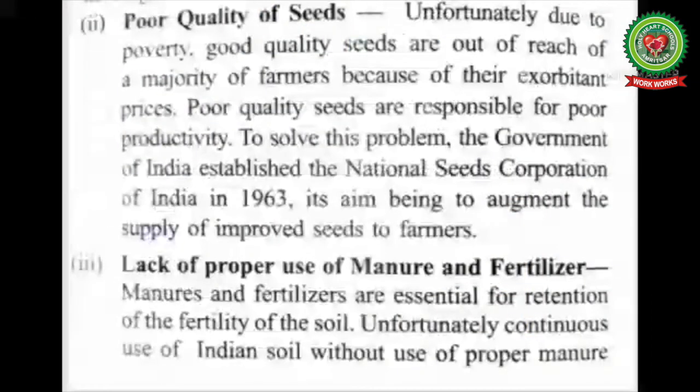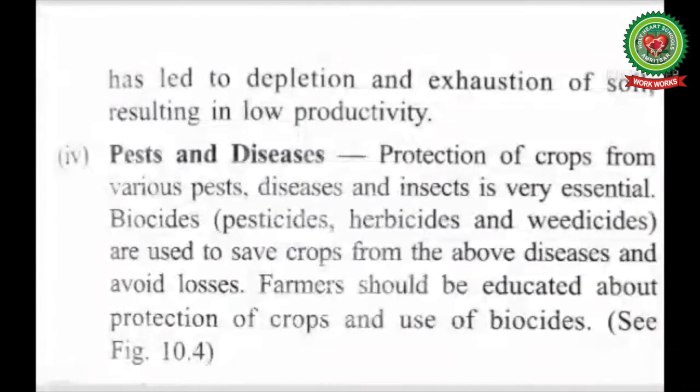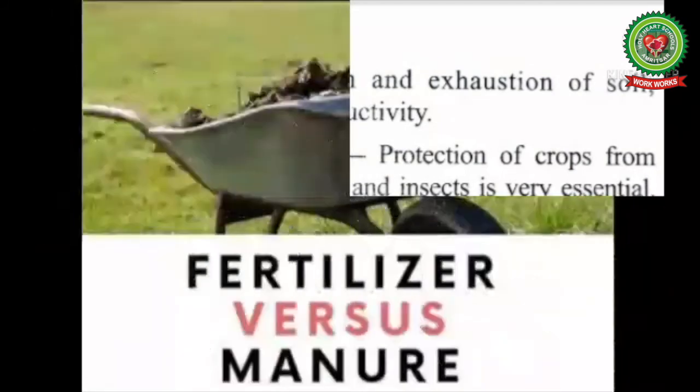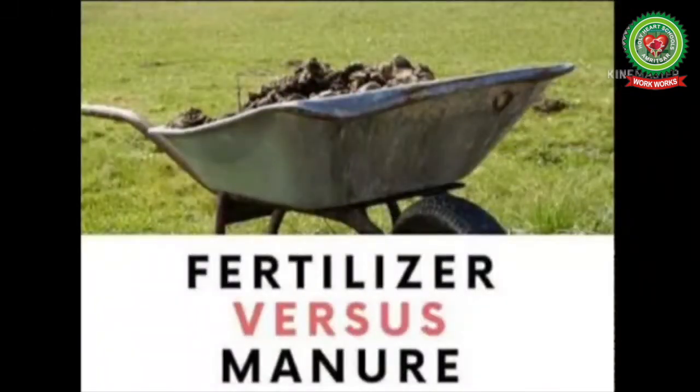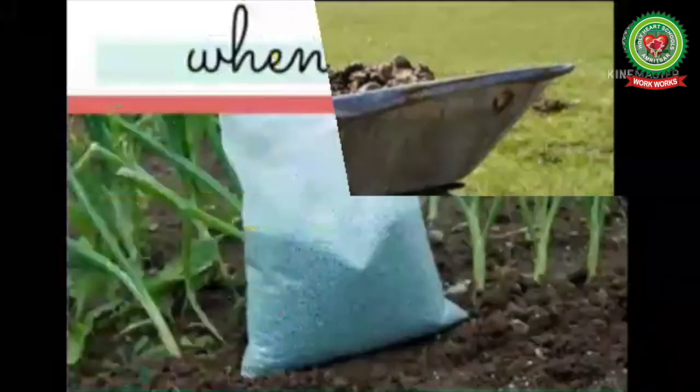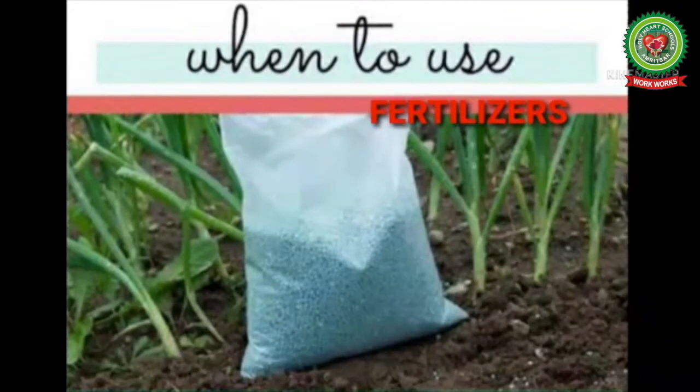Next problem is lack of proper use of manure and fertilizer. Manures and fertilizers are essential for retention of the fertility of the soil. Unfortunately, continuous use of Indian soil without use of proper manure has led to depletion and exhaustion of soil, resulting in low productivity. Students, the average yield of almost each crop is among the lowest in the world. The poor and marginal farmers in India cannot afford to buy the expensive chemical fertilizers and biocides.